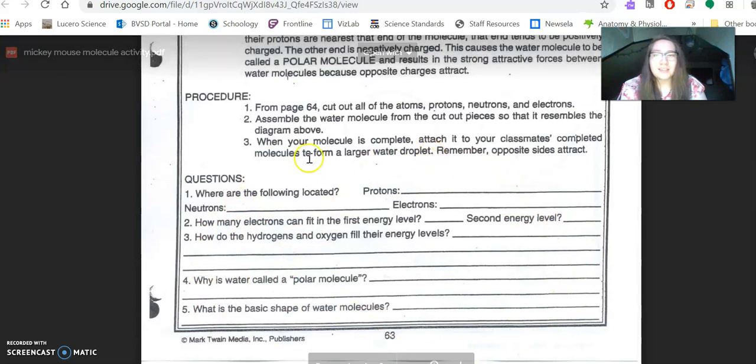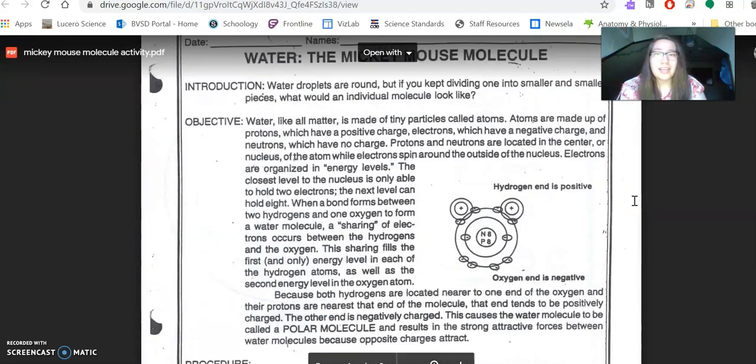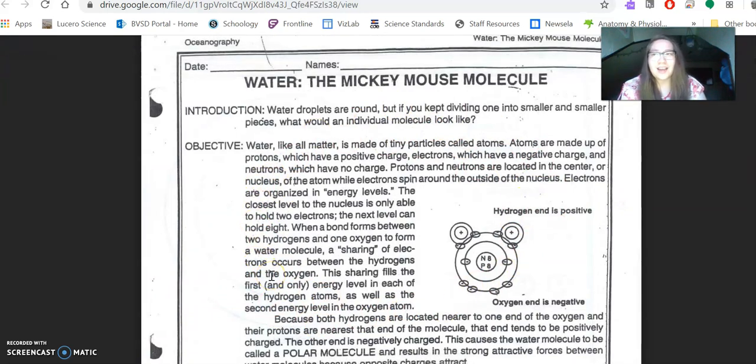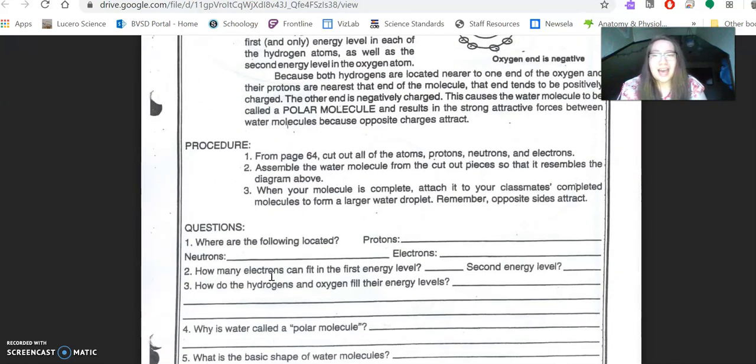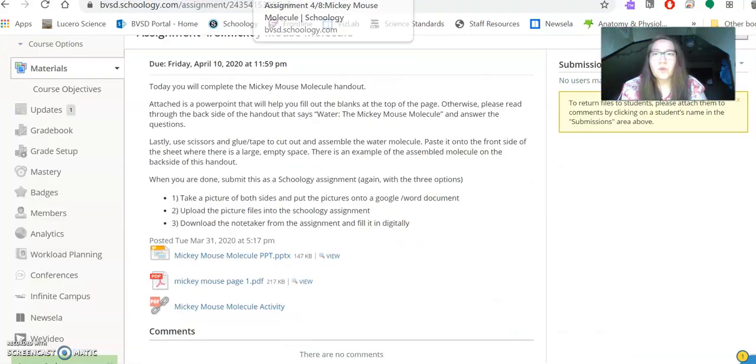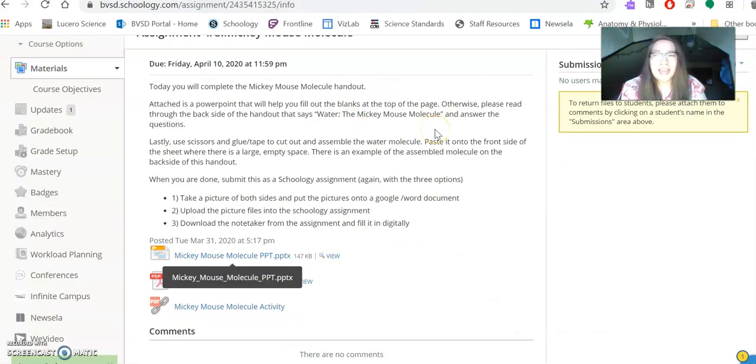Again, the answers to these questions on the Mickey Mouse molecule part of this handout are in the reading. So you're going to have to read this and actively read it. You can highlight things, underline things, make annotations, and you'll use that to actually answer these questions. Once you're done with that, you'll take a picture front and back and submit it into Schoology.